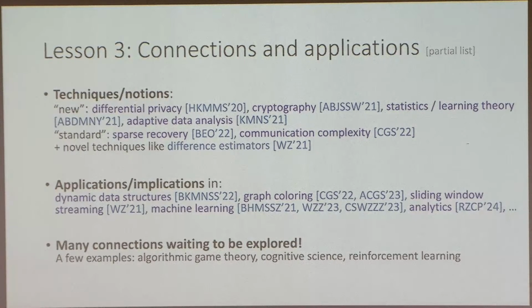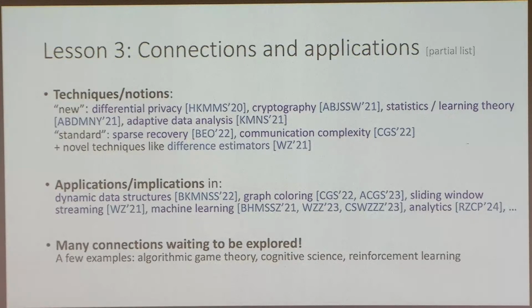So if you like streaming and you have friends that operate in other areas, this is a good place to look for interesting problems. Some techniques that are used in robust streaming and that are maybe not as commonly used in classical streaming come from differential privacy, cryptography, learning theory, adaptive data analysis, and this is a partial list. I also mentioned that the technique of difference estimators, developed as a framework for robust streaming, actually found uses in solving an important open problem in classical sliding window streaming. So it's very fertile in this sense.